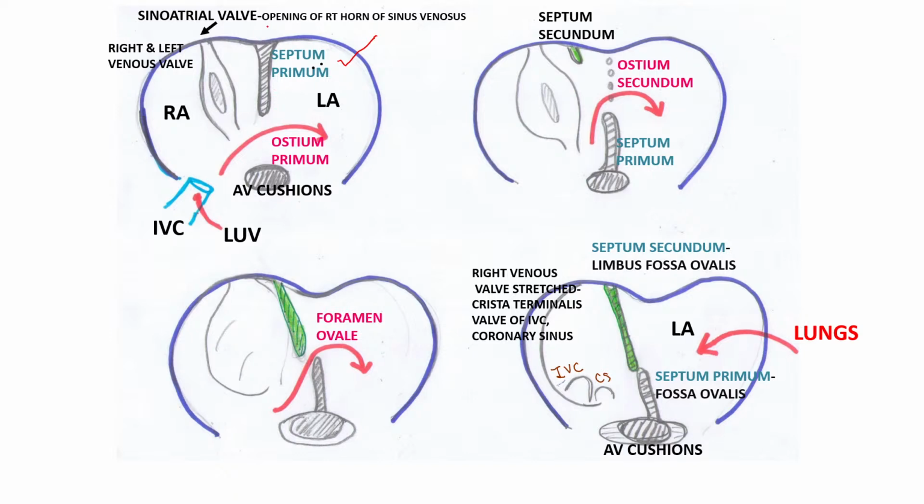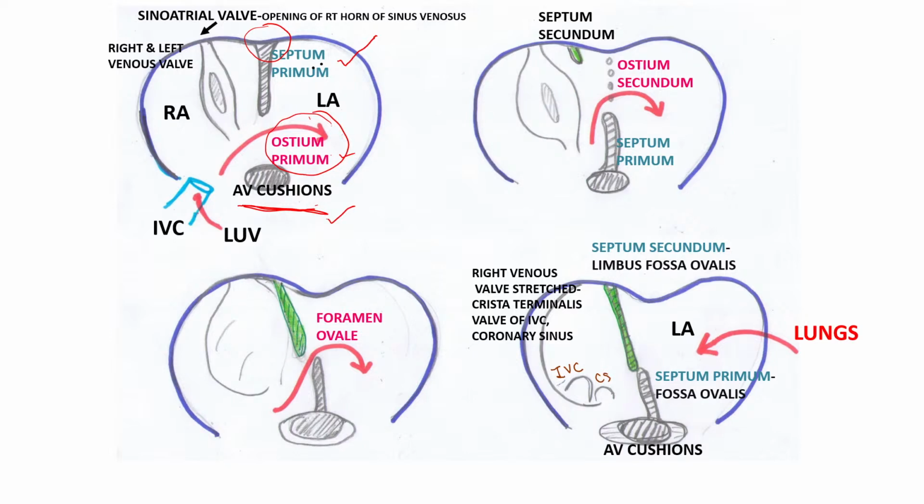This septum primum will develop from the roof of the common atrial chamber, and it will keep on growing towards the atrioventricular cushions which are separating the atria from the ventricles. But this septum primum will not completely separate the right and the left atrium. A gap will always be left, and this gap is named the ostium primum.